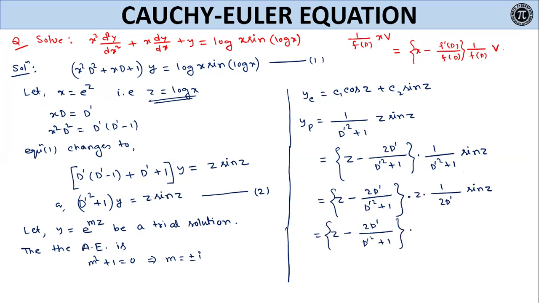So this is equal to z minus 2d dash divided by d dash square plus 1, into, here you are getting z by 2 and 1 by d dash sine z. Actually d dash means derivative, so what will be 1 by d dash? 1 by d dash means integration, and what is the integration of sine z? Integration of sine z equals minus cos z. So you are getting z by 2 into minus cos of z. Now you have to simplify this.